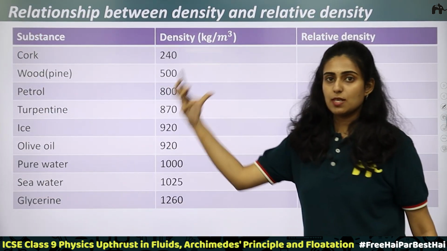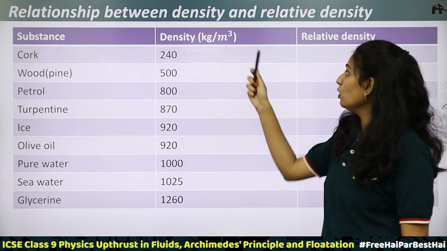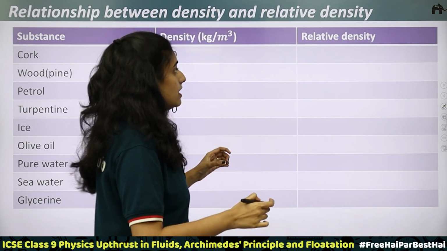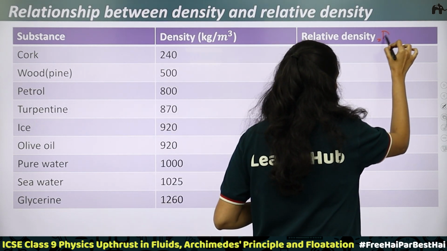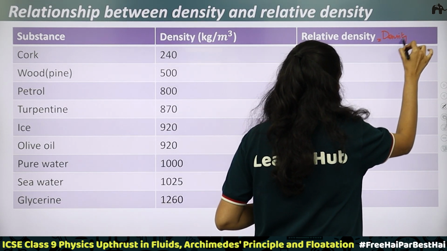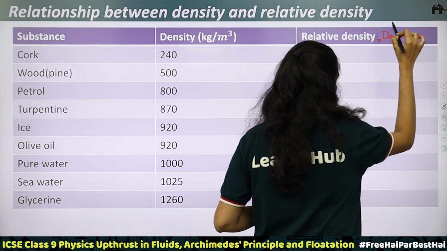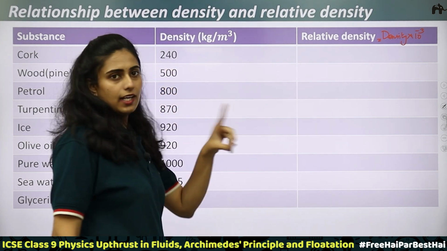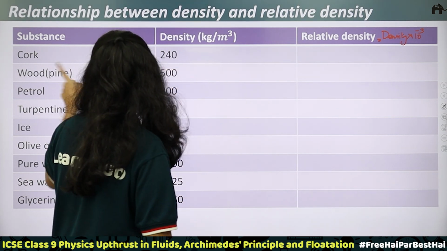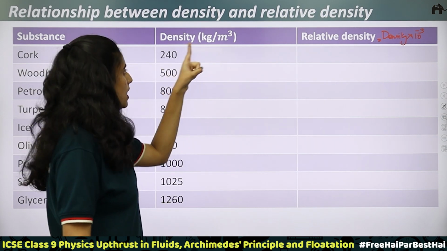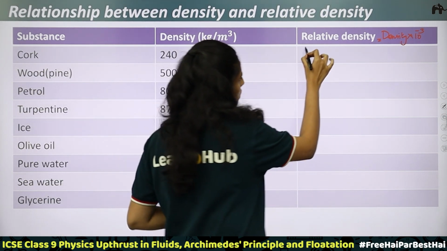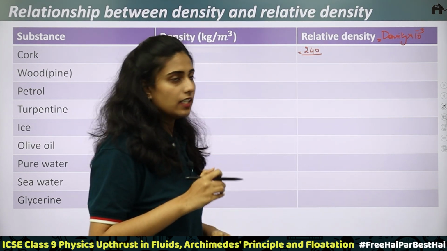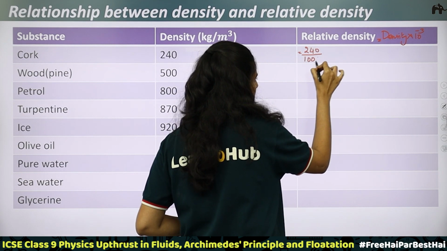Clear? Now here we have some substances whose density is given in kilogram per meter cube. We have to find the relative density. So what is the relation here? Relative density will be equal to density into 10 raised to minus 3. Whatever value you get for density, multiply into 10 raised to minus 3. Now, here we have cork, the density is 240 kilogram per meter cube. So relative density will be equal to 240 divided by the density of water, 1000.